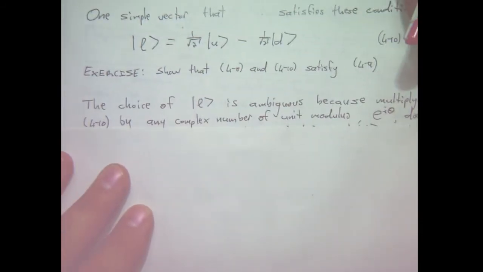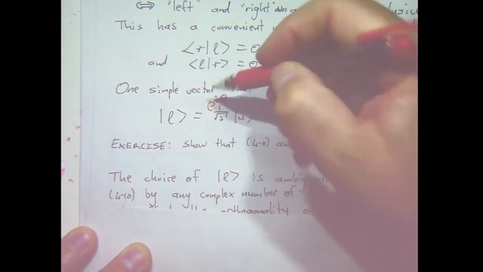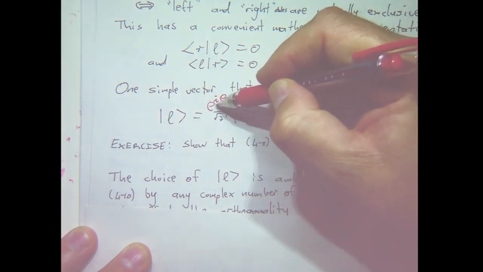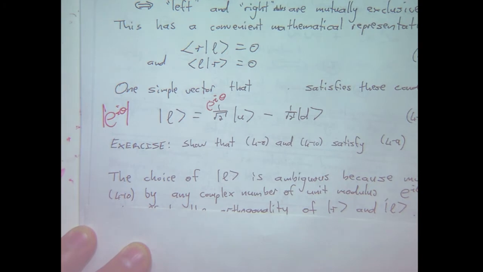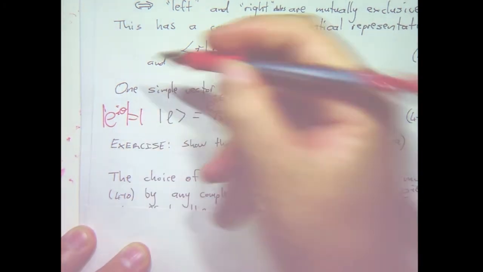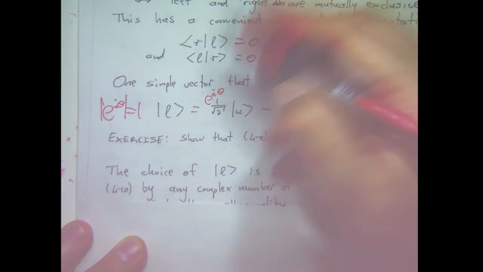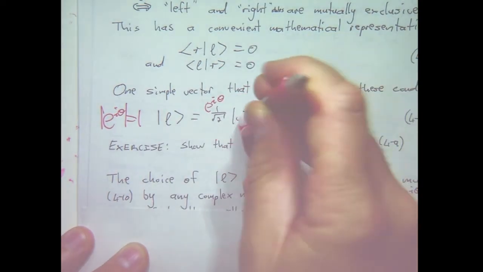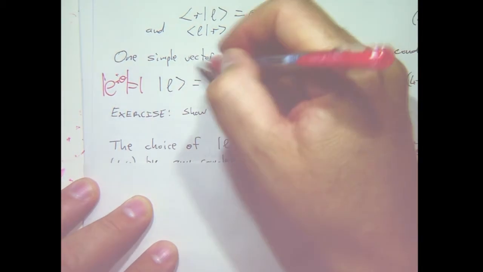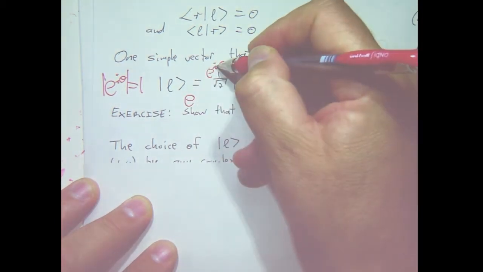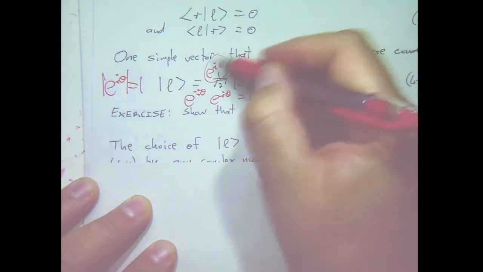You can multiply this vector, or either vector, by any complex number of unit modulus. The easiest way to write a complex number of unit modulus is to use polar notation, e to the i theta. That has unit modulus, so it doesn't stretch the vector at all and doesn't change its length. But in a complex vector space, it actually rotates it a bit in some direction. If you took the complex conjugate, you would get the same as before but with minus i everywhere you see i, and multiplying by e to the i theta equals 1. So multiplying by e to the i theta doesn't change the physics.